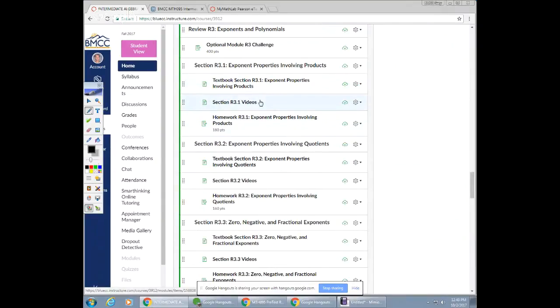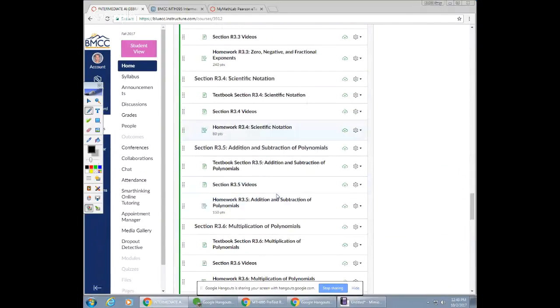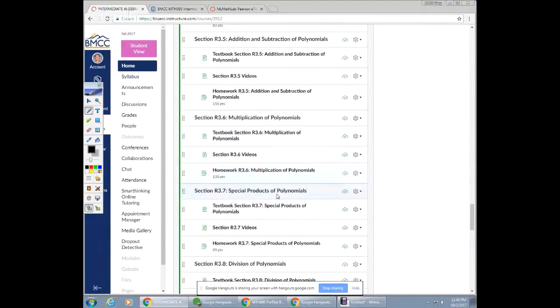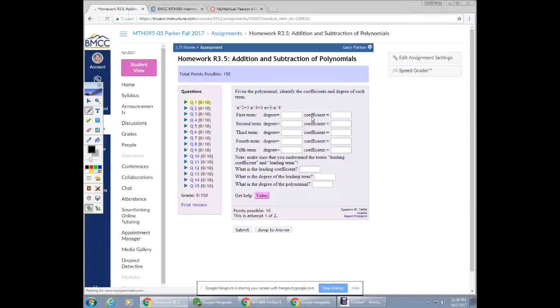I'd highly recommend reviewing properties of exponents. I'm going to jump into polynomial stuff because that's what went the worst. So here's a textbook selection. Here are some videos. I'm going to take a peek at some homework problems. And you should get logged into My Open Math once you log in the first time. After that, it just remembers who you are.